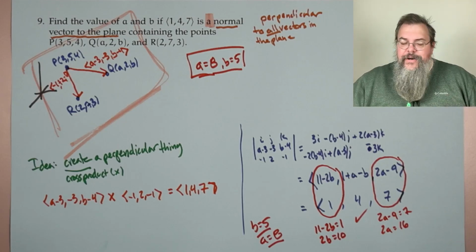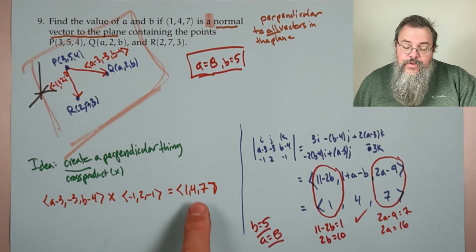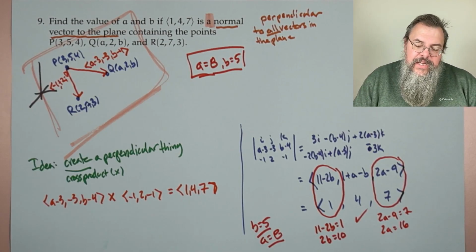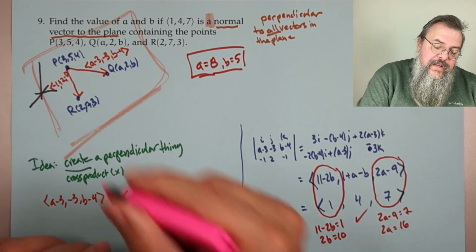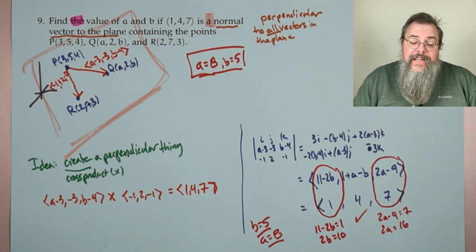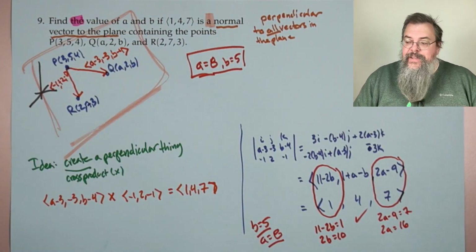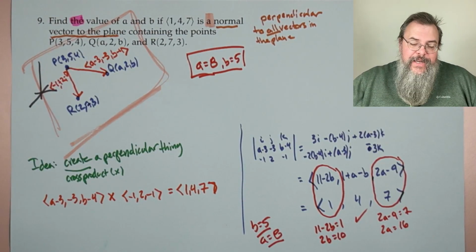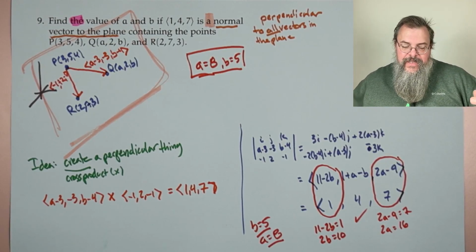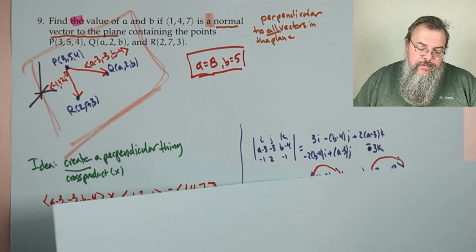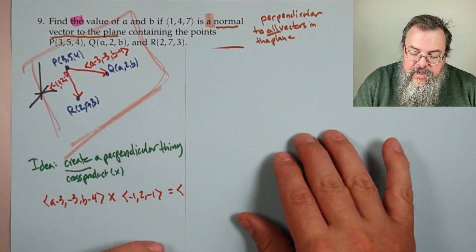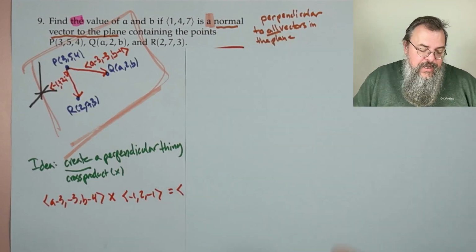Okay, so why is that important? Well, you see, our calculation used that it was this particular vector. So when we say find the value of a and b if 1, 4, 7 is a normal vector to the plane, well, that's misleading, because I could have picked other normal vectors and that would have led to other values of a and b. So what's another way we could have approached this problem? And what would it have given us? Okay, so another way to approach this problem is say, okay, let's think about our different tools. We have a perpendicular thing. It's perpendicular to all vectors in the plane.